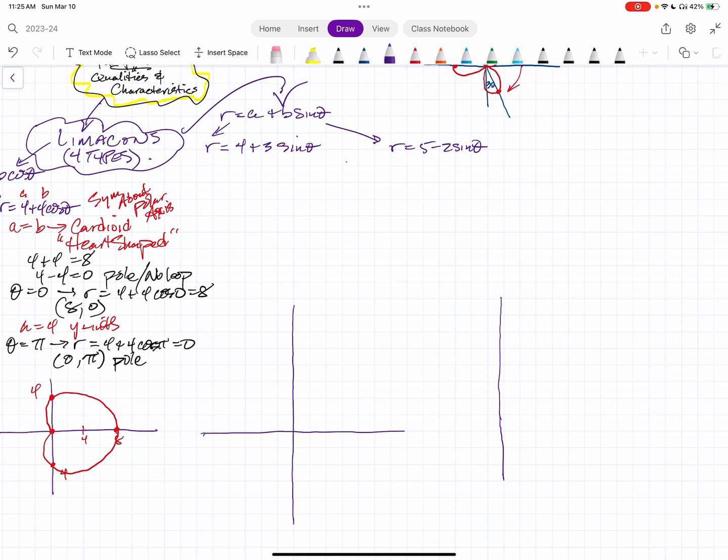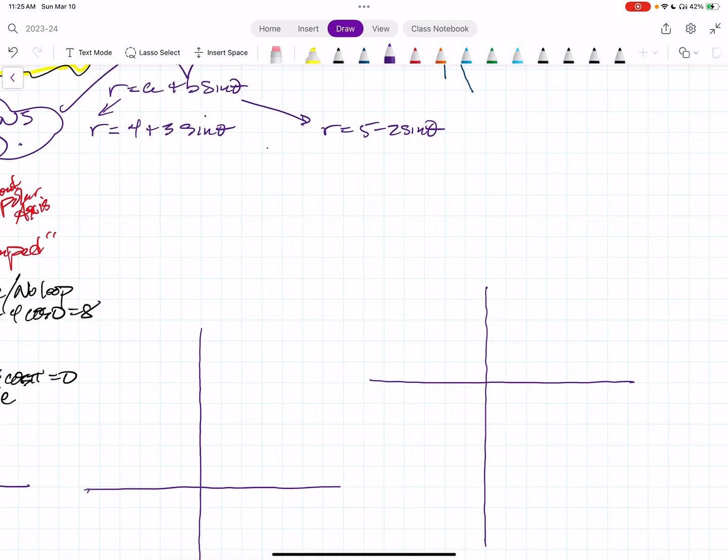Let's try it out. So I'm just fixing these axes. I don't know what happened here. So just give me a second. There we go. Okay, first one.